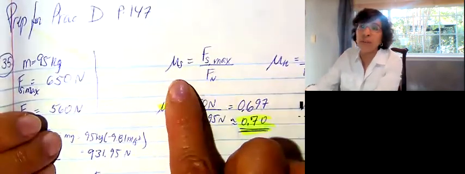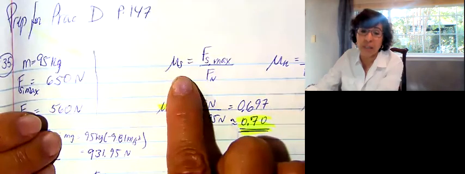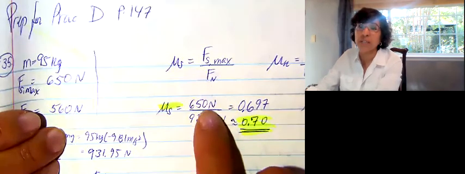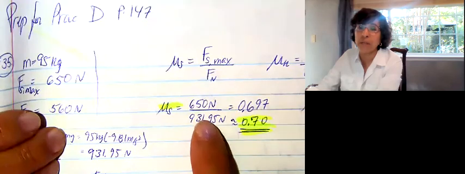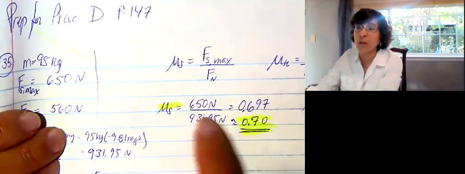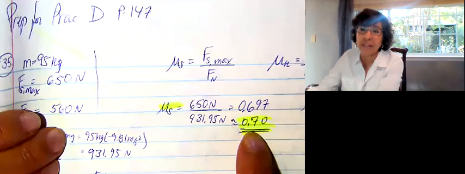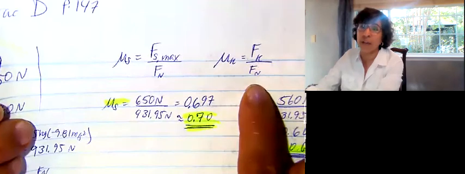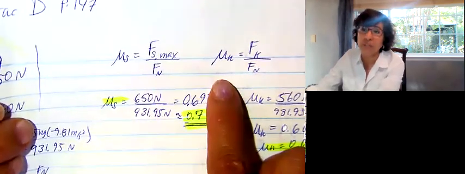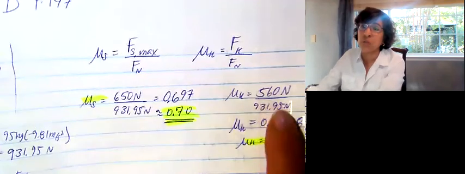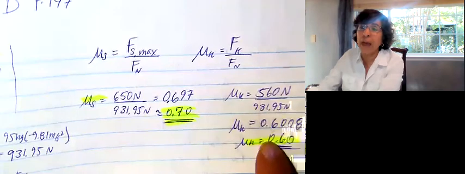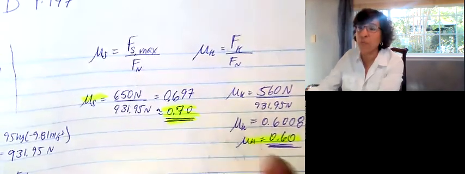Okay, so definition. We've got that mu sub s, the static coefficient of friction, is the Fs max divided by Fn, the normal force. So here it is, 650 newtons divided by what we decided this to be, 931, and there is my static coefficient of friction. And my kinetic one is just Fk over Fn. So you're always going to need to know what the normal force is in the denominator. So I put 560 newtons divided by the normal force, and I come up with 0.7 and 0.6. There you go.